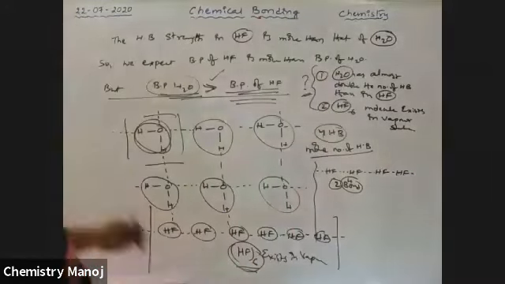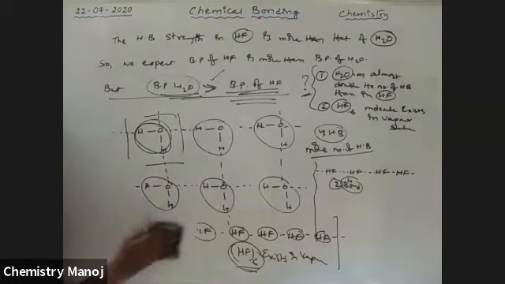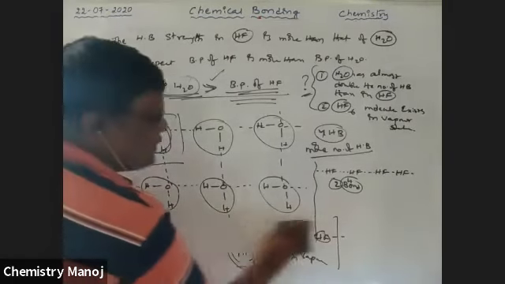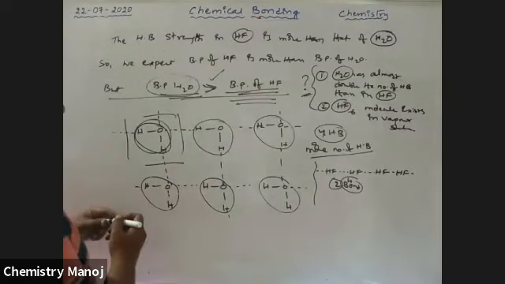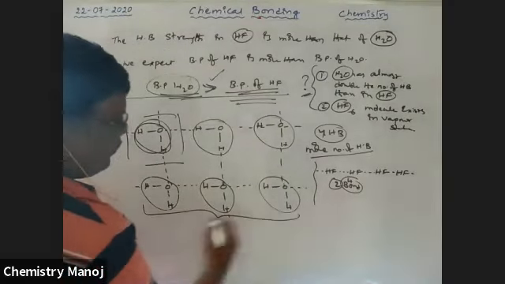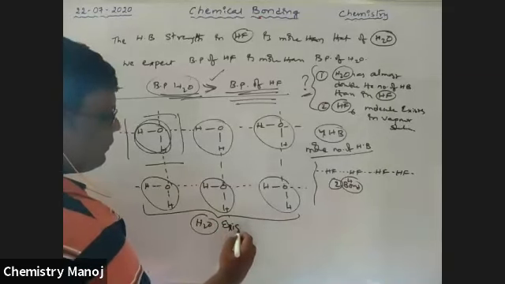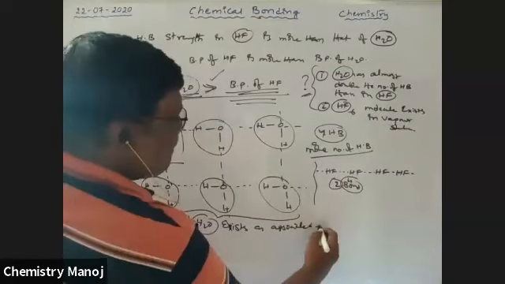Next one. Water is in the liquid state, an associated liquid. Why is water an associated liquid? Because of this hydrogen bond. Molecules are associated, that is why H2O exists in the liquid state. So because of association, water exists as an associated liquid.